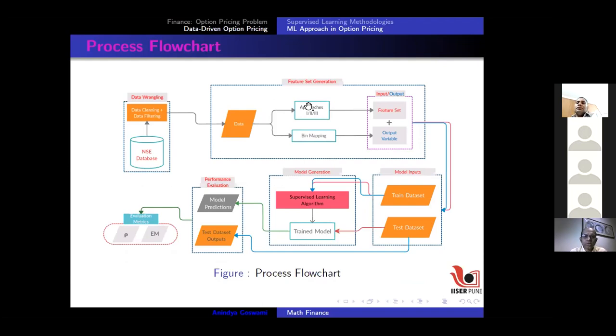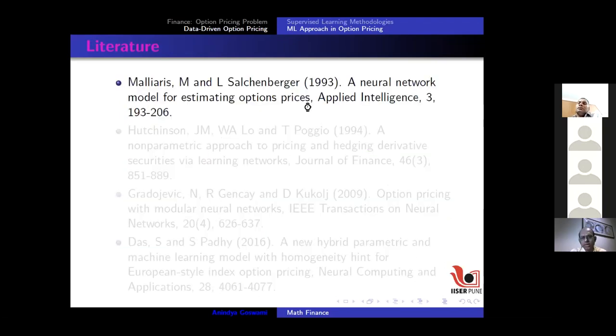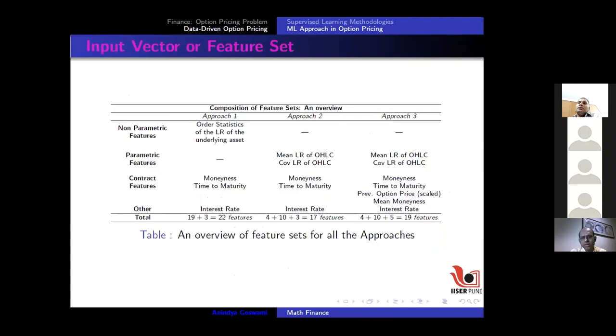So the details about these three different things are here. The input here is the given stock price. We do not compute any moments or anything. We consider rather non-parametric statistics, so we take order statistics of the log return.